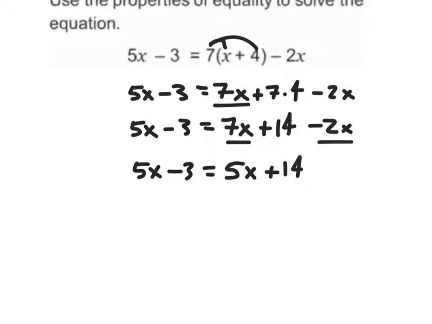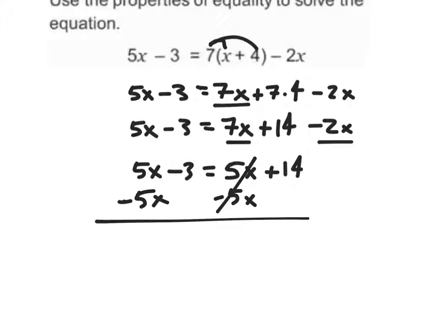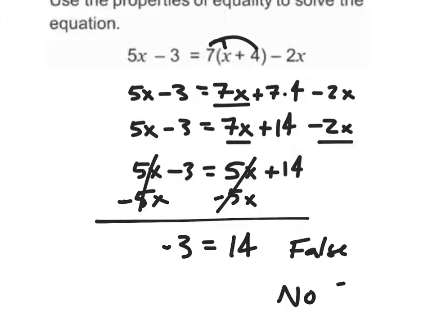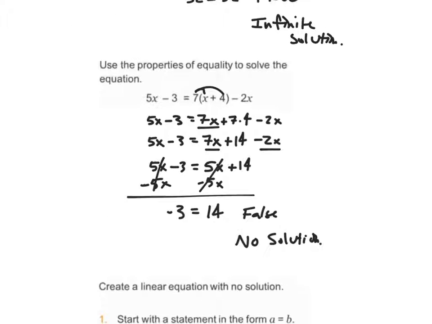Now, what you need to realize is that we have the same variable term, but our constant terms are different. So I'm going to move my variable term over. I'm going to subtract 5x from both sides. And this is going to cancel out, and this is also going to cancel out. So we're left with negative 3 is equal to positive 14. This is a false statement. Negative 3 is not the same as 14. Therefore, we have no solution. There's no number for x that will make this work. And that's the idea.